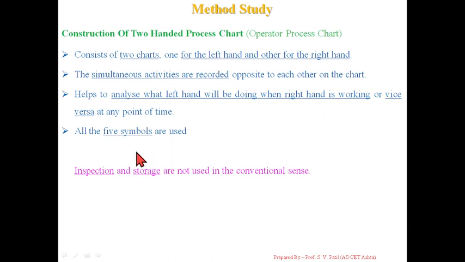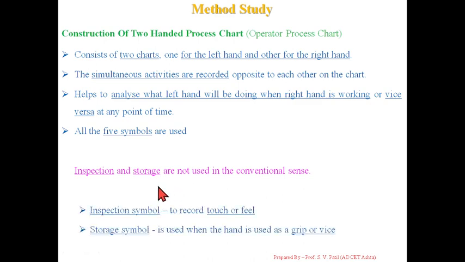While preparing this chart, we are supposed to use all the 5 symbols that were discussed in the earlier part of this unit. But here, inspection and storage are not in the conventional sense. The inspection symbol, that is the hollow arrow, is used to indicate touch or feel, whereas the storage symbol, that is the inverted triangle, is used to indicate the gripping action or holding action.